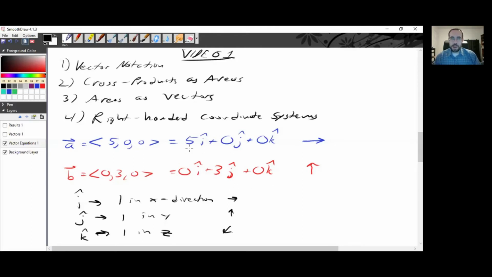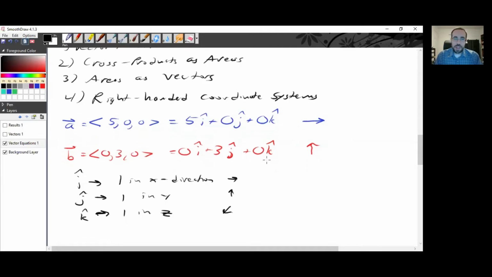So if I multiply 5, which is just a scalar, by a unit vector i hat, then I'm going to take this i hat of 1 and multiply by 5, so it's going to be 5 times as big. That's unit vector notation, very useful and very important to us as we move forward. So that's all that I've written here.